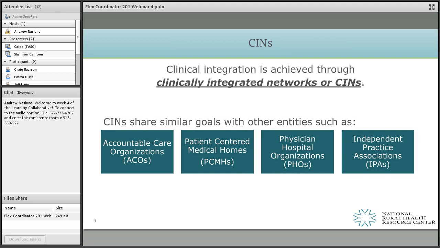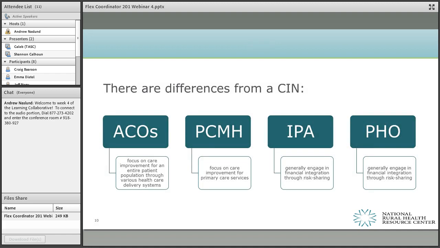I also have made an effort to put a couple of places in red to tie that together for you on the triple aim, and we'll see a few other places in this presentation. So clinical integration actually happens in a network, hence the term clinically integrated network. A lot of times those networks are disparate systems, separate tax ID numbers, with similar goals to other entities such as accountable care organizations, patient-centered medical homes, physician hospital organizations, and independent practice associations.